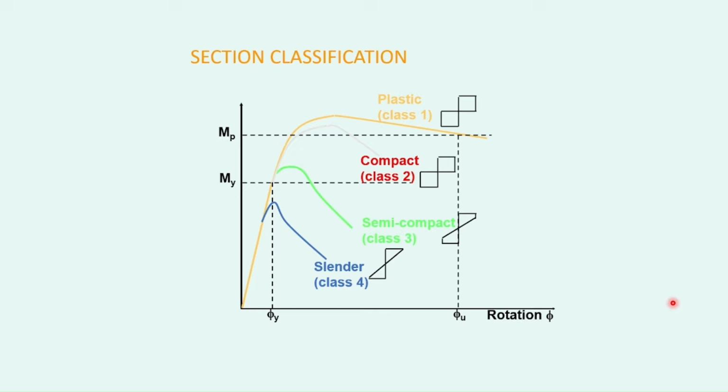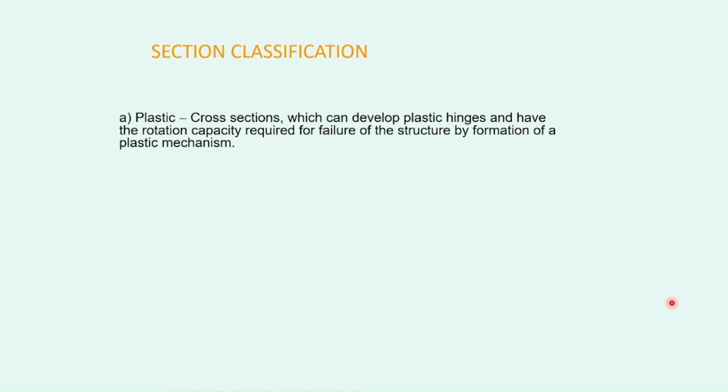Now, before proceeding with the design, first of all we need to understand the section classification that is given in IS 800-2007. As per the code, there are four types of sections. First is a plastic section. A plastic section is a section in which a full plastic hinge will develop, and that hinge can undergo unlimited rotations by the formation of a plastic mechanism.